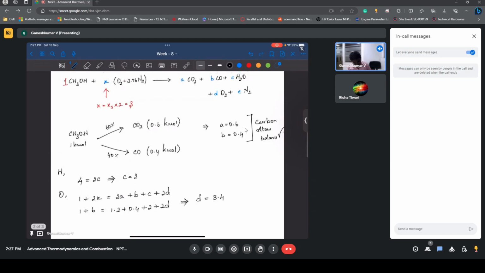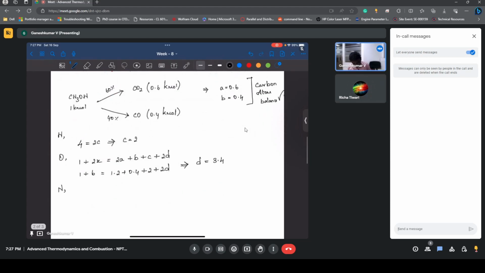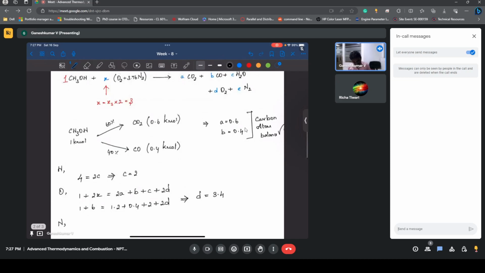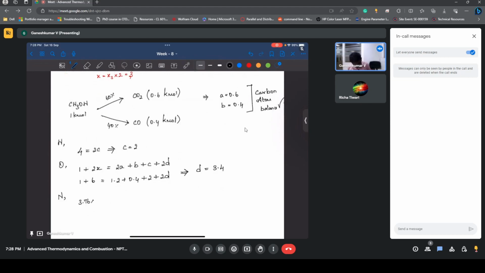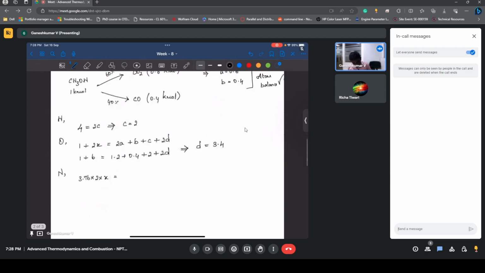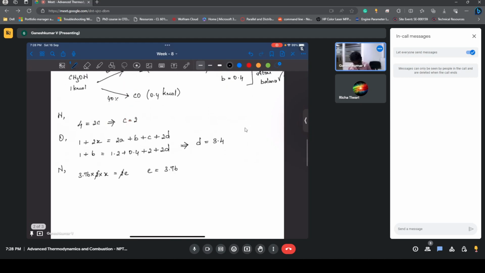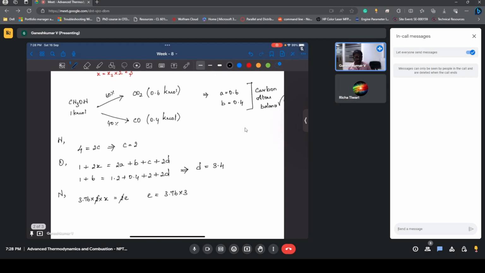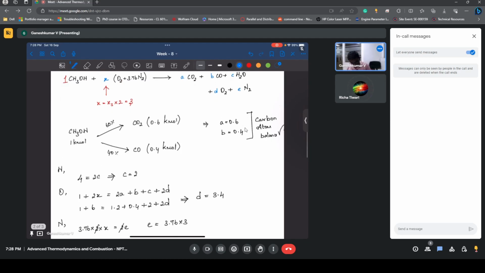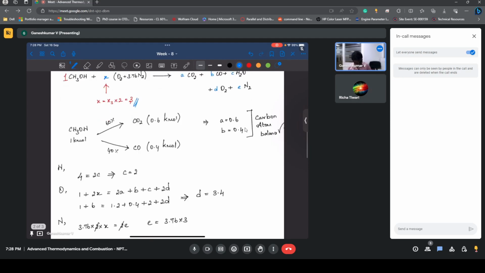And finally, we have to do the nitrogen balance. So what is the nitrogen balance over here? We have 3.76 times 2 into X equals 2 times E. So then you can write E to be 3.76 into X. X is 3 by 2, right? Stoichiometry was 3 by 2. Now we have 100% excess air, so X would be 3. Okay, is that clear? Yes.